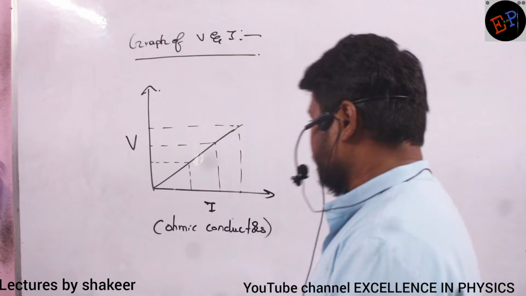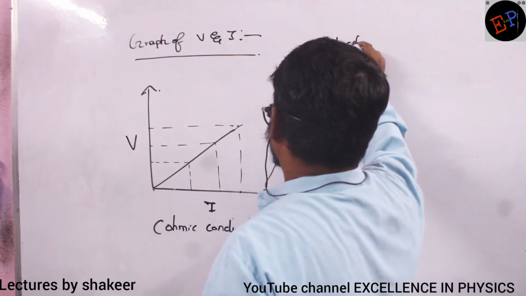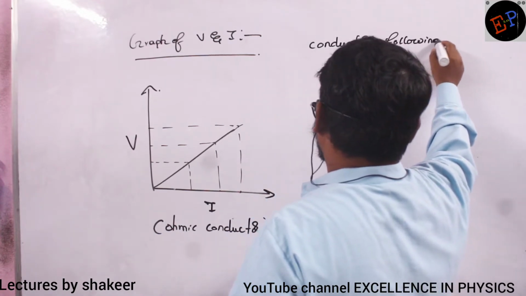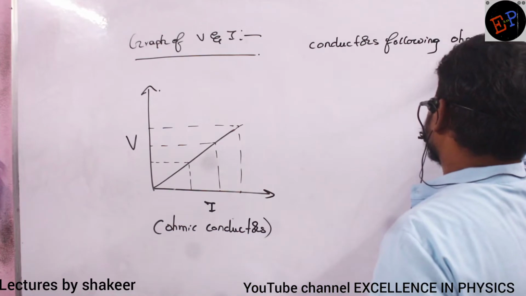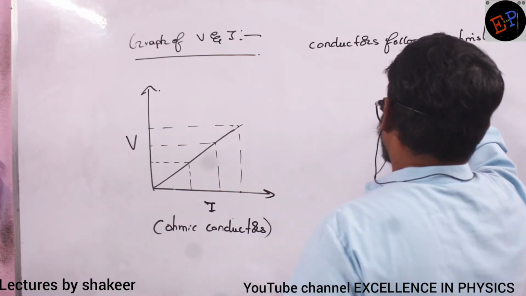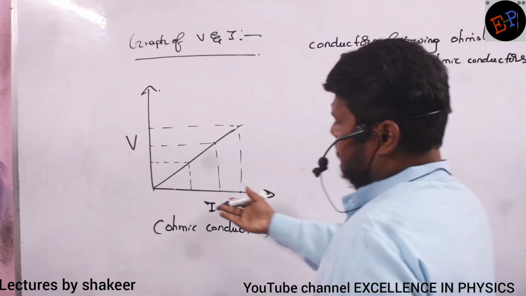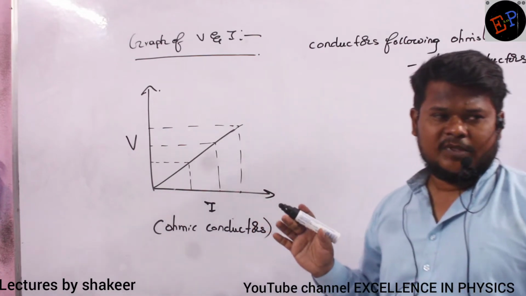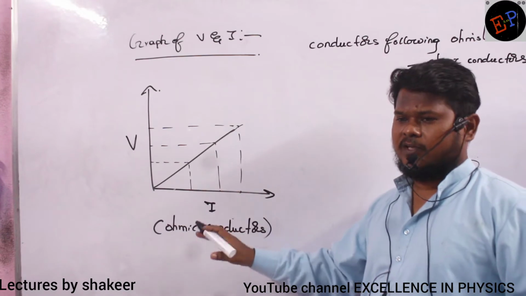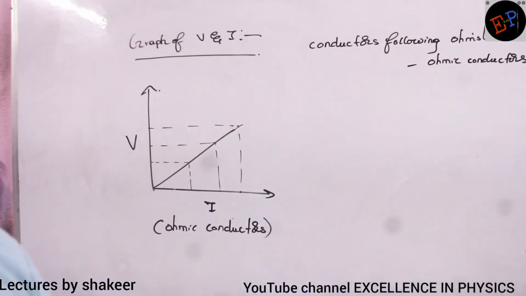The conductors which follow Ohm's law are called ohmic conductors. Understood? So write that down also: conductors following Ohm's law are called ohmic conductors. But for semiconductors, the graph may be different. For semiconductors, you will get a completely different kind of graph. This one is only for metallic conductors.